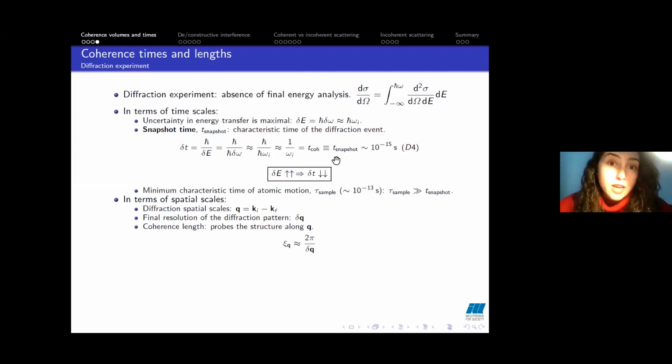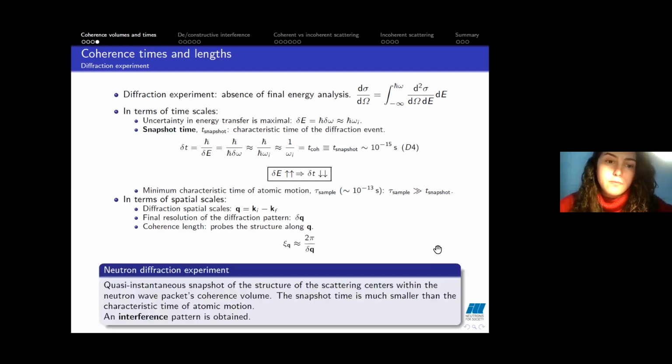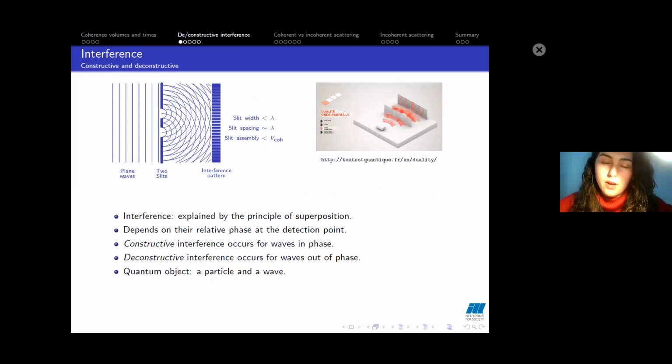In terms of spatial scales, because in diffraction we usually work with the Q vector, it's basically the same, but in terms of this Q vector. The coherence length is expressed as a function of this Q vector and probes the structure along its direction. However, this is just a summary of the slide. I mentioned before that, as a result of the interaction with the sample, we would get interference effects, but I never really defined what that was.